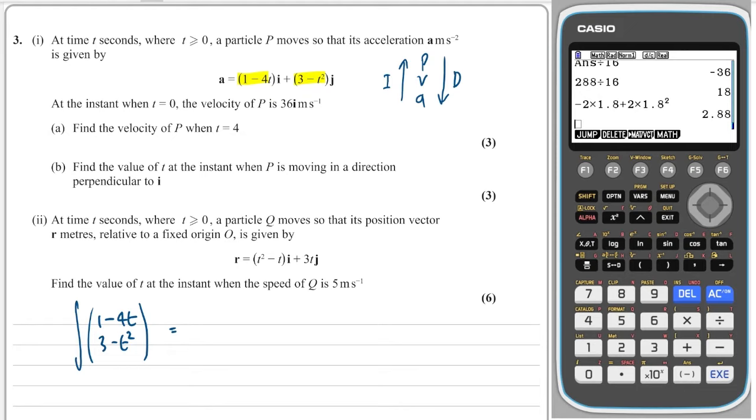So integrating the i's first, we're going to get t. So I should have put dt here, and this is going to give us the velocity. We're going to get t, and then integrating minus 4t, up the power to 2, divide by the new power, so it's minus 2t squared. And the j's, I'm going to get 3t, and up the power, I'm going to get t cubed over 3. And we're also going to add on a constant in the i direction and a constant in the j direction.